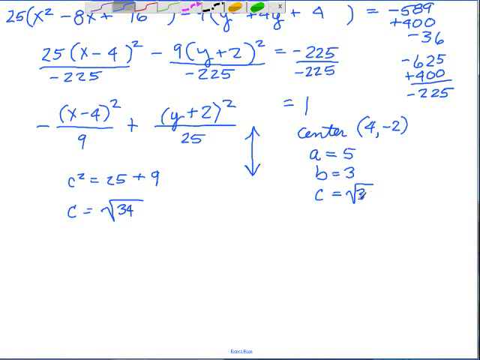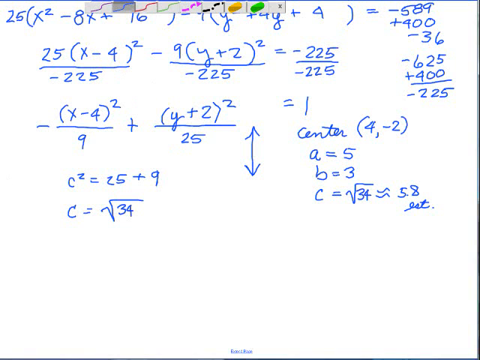Now when you go to graph, knowing that C is the square root of 34 isn't particularly useful. That's approximately, well, I know the square root of 36 is 6, and the square root of 25 is 5, so it's somewhere between 5 and 6, and closer to 6. So you would do this on your calculator. I'm just estimating. That's an estimate. It might be 5.9, I don't know.